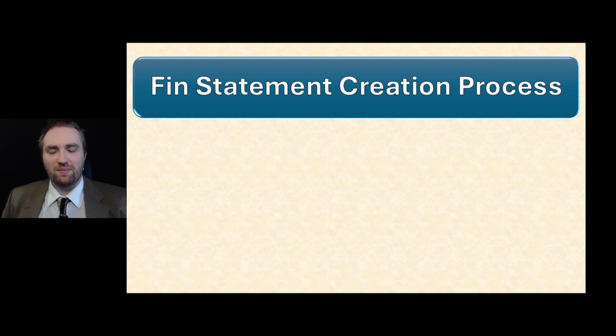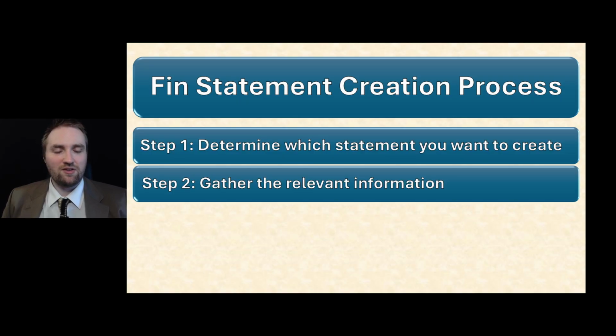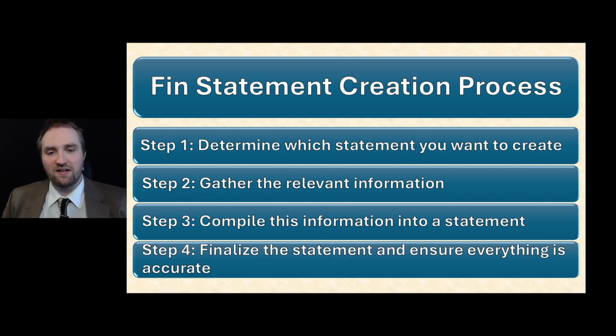There isn't a perfect step-by-step process for creating financial statements because each of them requires different information. If I had to give a broad overview, though, the process would be this. Step 1. Determine which statement you want to create. Step 2. Gather the relevant information. Step 3. Compile this information into a statement. And Step 4. Finalize the statement and ensure everything is accurate.